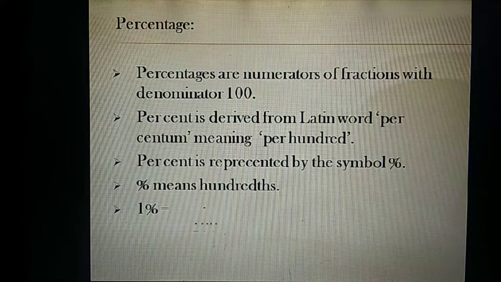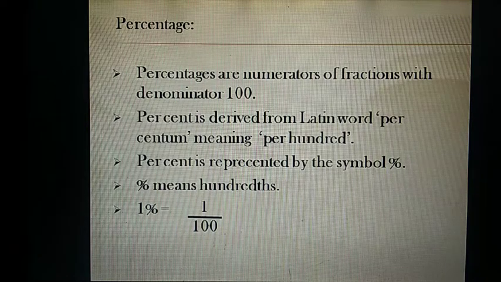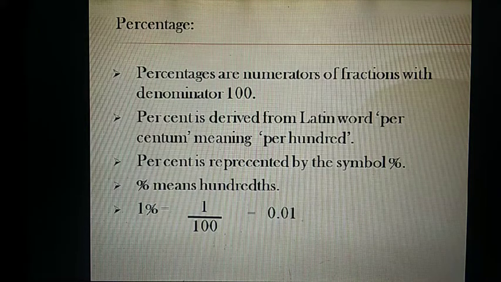1% means 1 upon 100. Similarly, 3% means 3 upon 100. 5% means 5 upon 100. How will you write this in decimal? As there are two zeros in the denominator, you can write it as 0.01.